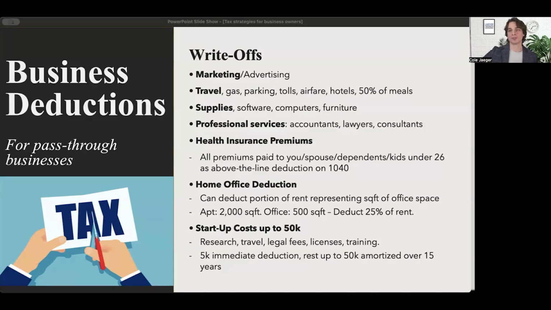Startup costs up to $50K. So if you're beginning a business, you can deduct the costs of research, travel, legal fees, licensing, any expenses related to the startup of that business. And it must be before the business has operated. You can deduct $5K in the first year, and then the rest up to $50K can be amortized over the next 15 years in deductions.